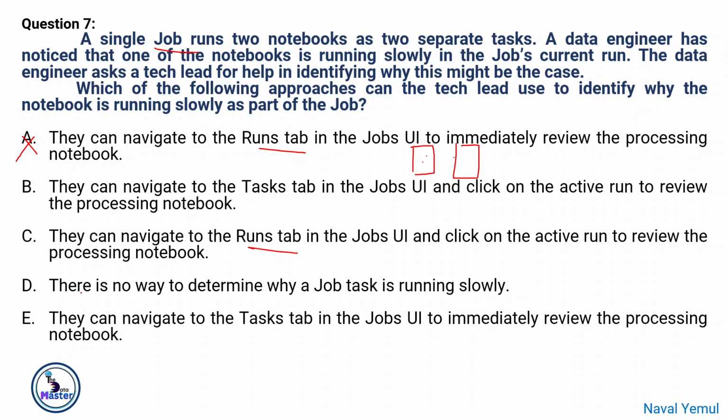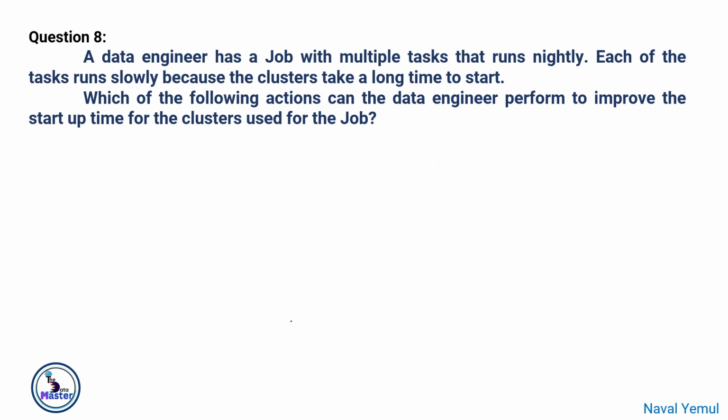The D option is that there is no way to determine why the job task is running slow. No, it is not a correct one. Yes, there is a way you can look into why the job run is running slow. In the job UI, click on the active runs. I have shown you the green color there. You can click on it to review the processing notebook. The answer in this case is, yes, C. I hope that is clear to you. Let us move to the next question.